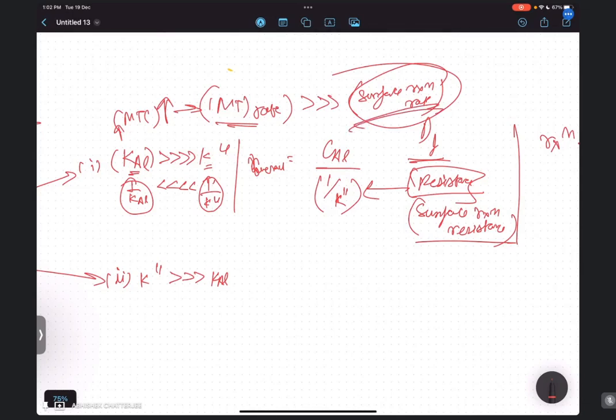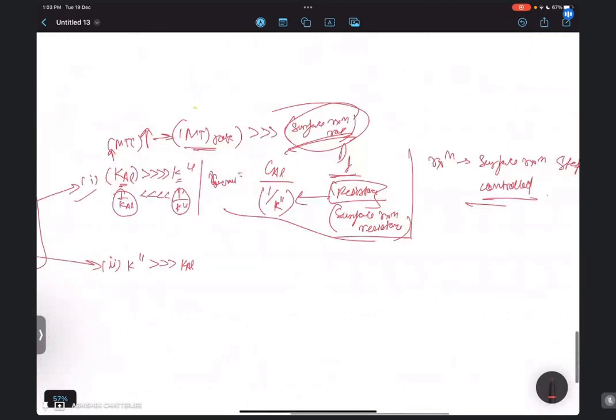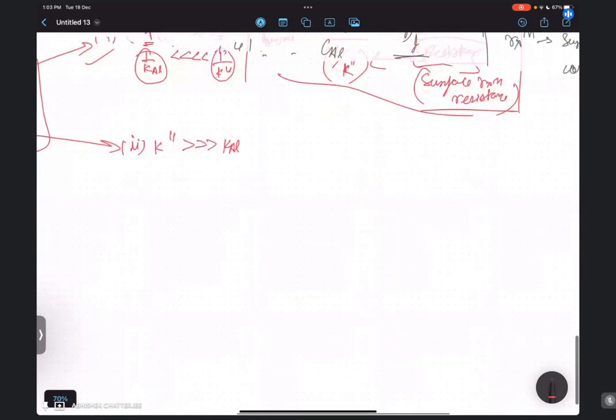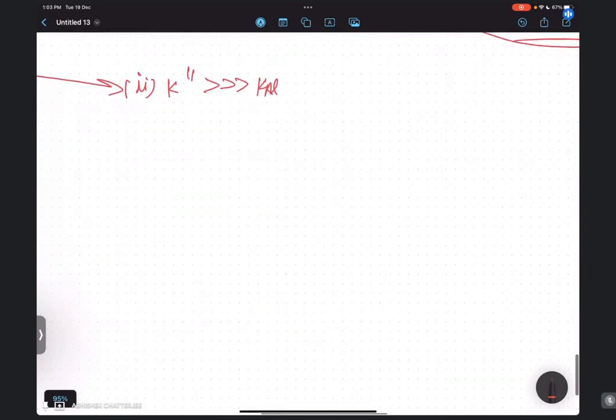As simple as that. Or you can call it in a different way, that this is the rate controlling step. Or you can say the surface reaction is the rate controlling step. Clear? So directly you can say it from here, or you can do it mathematically and check it from here also. Similarly for this one, what will happen? This K dash is much greater than your CKL. So 1 by K double dash will be much smaller than your 1 by KAL.